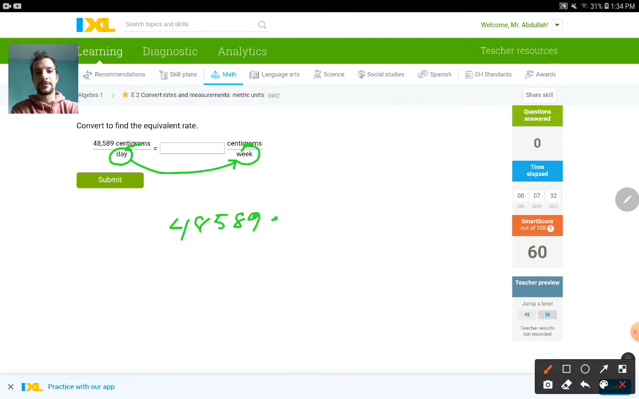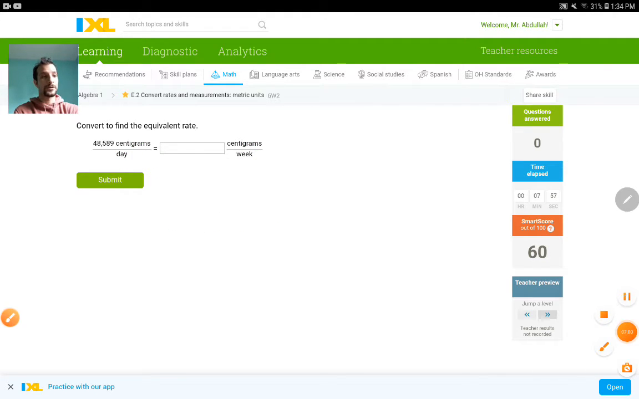But by what number? If you figure out the relationship between days and weeks, you have your answer. There are 7 days in a week. So my number is 7. So this is like times 7. Once you multiply these two ridiculous numbers, you're going to end up with a huge number, but that's going to be the right answer. So let's move on to the next level and see that question.